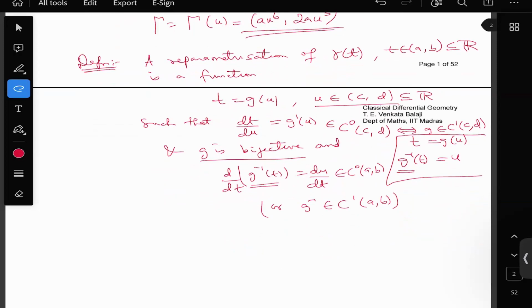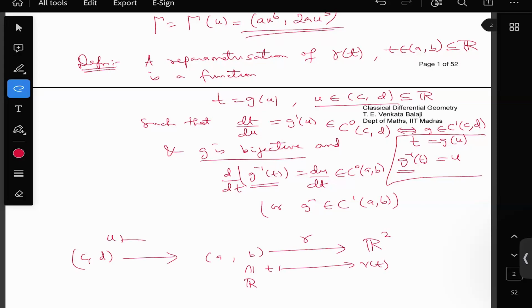The picture is like this. You have this (a, b) on the real line, and you have this parameterization gamma which is going into R2, the image of that tracing the curve that you are interested in. Now this takes t to gamma of t. Now you have from (c, d) to (a, b), this is your reparameterization, change of variable. So what you are doing is you are sending u to g of u and calling that t.